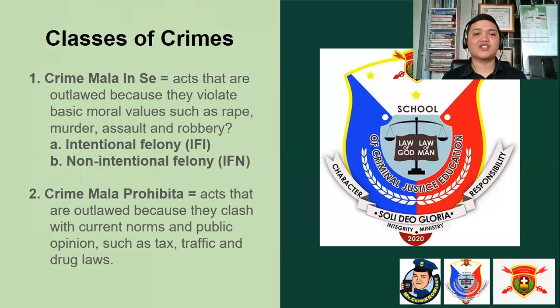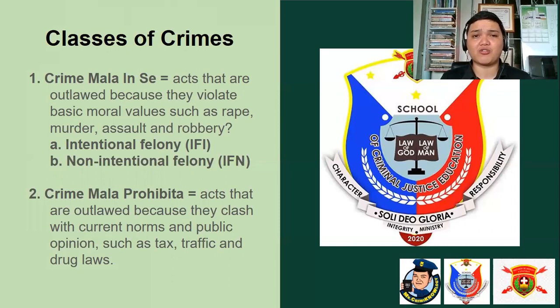Let's have the classes of crime. We have the word mala in se. Don't forget this. Acts that are outlawed because they violate basic moral values such as rape, murder, assault, and robbery. A, intentional felony, and B is non-intentional felony. So it is mala in se if your act is naturally evil. So even if there is no law, that kind of act is wrong. That is evil. That is a crime.